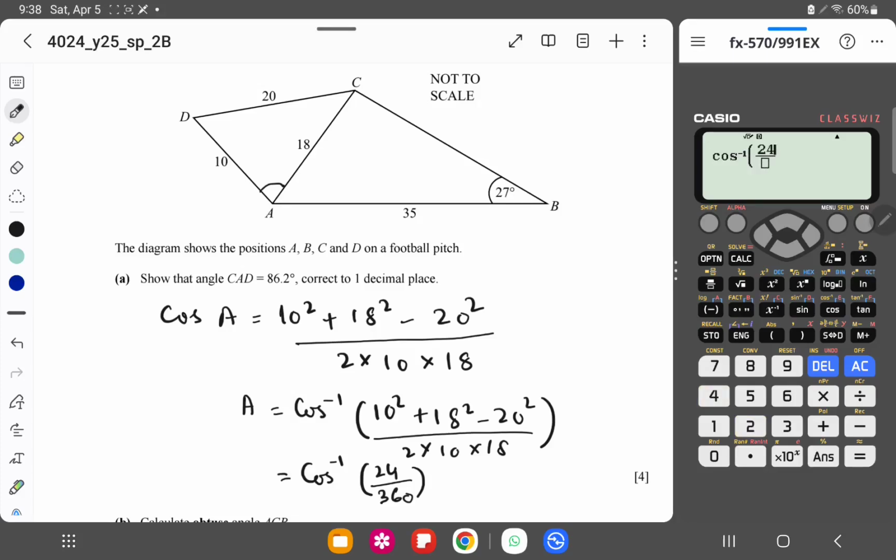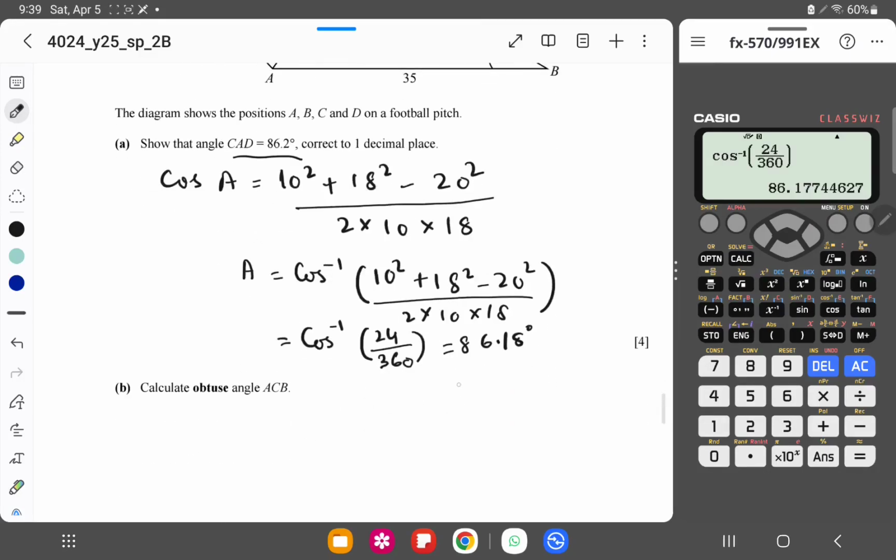24 upon 360, bracket close, equals to 86.17. 86.18. So 86 is approximately equals to 86.2.